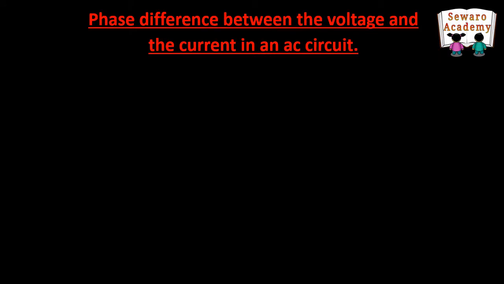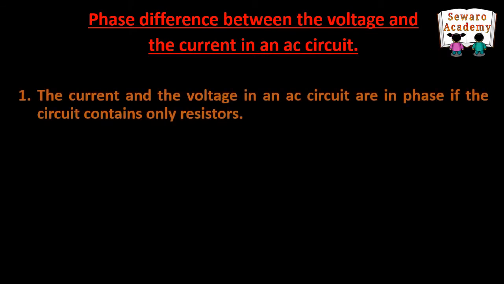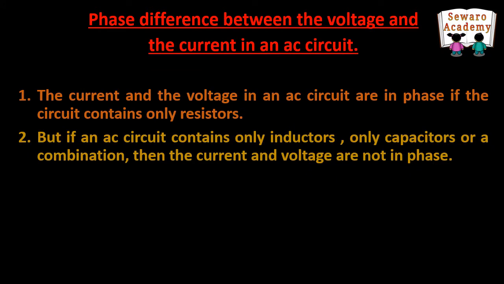From the previous part we have already understood that the current and the voltage in an AC circuit are in phase if the circuit consists only of resistors. Now, if the circuit consists of only an inductor or only a capacitor or a combination, then the current and the voltage will not be in phase. So either the current will be leading or the voltage will be leading.